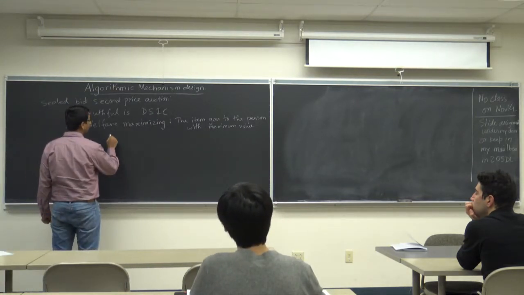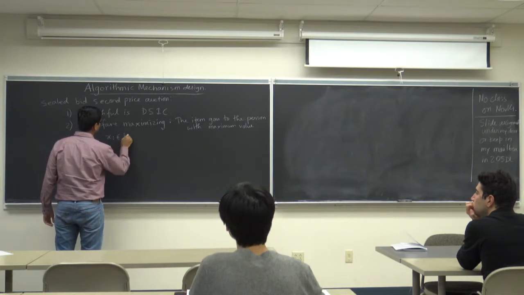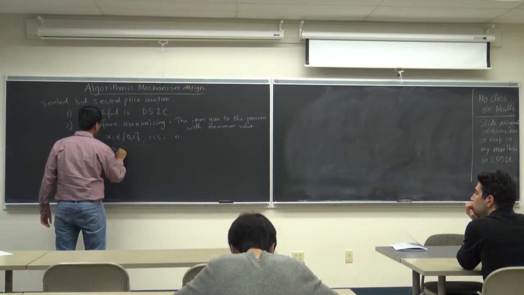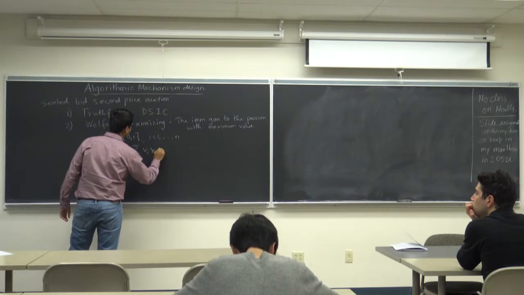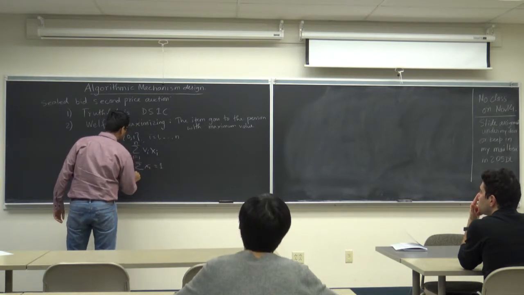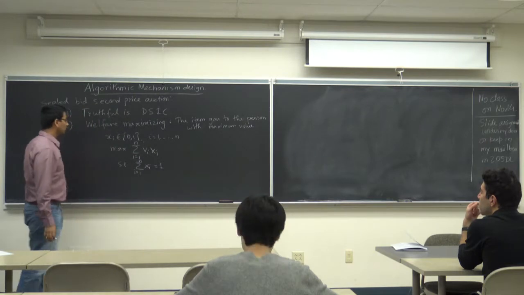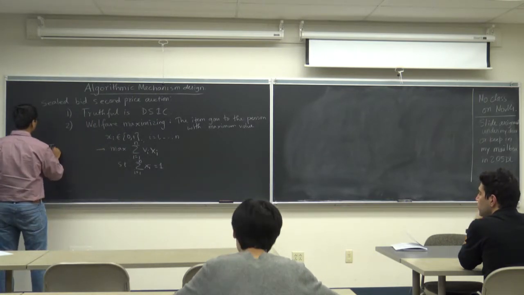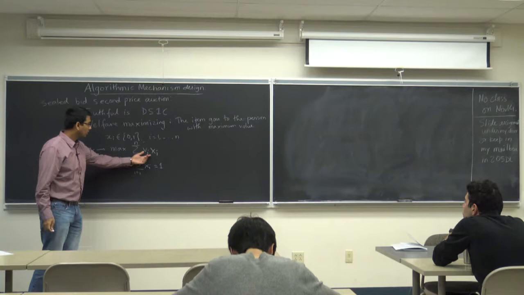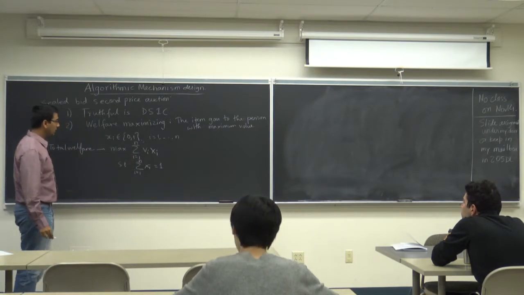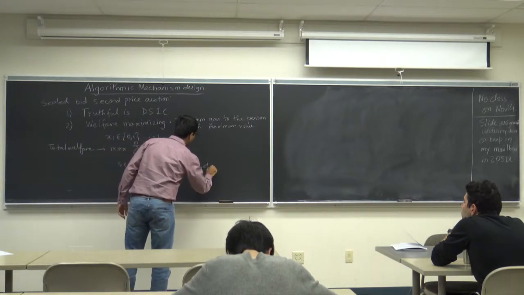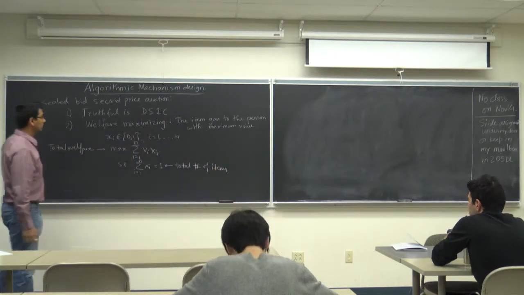Well, we can assume that xi is in {0, 1}, i equals 1 to n, and we want to maximize the summation of vi xi, i equals 1 to n, such that the summation of xi is equal to 1. So this is the total welfare, the sum of the values of every individual who is participating in this auction, and this is the total number of items that are being auctioned off.